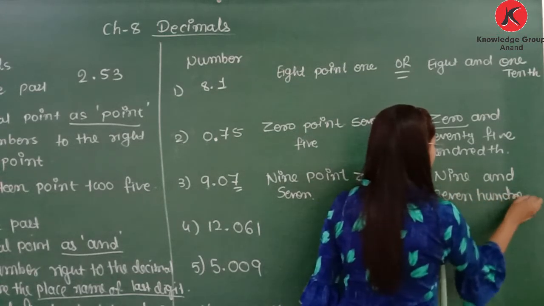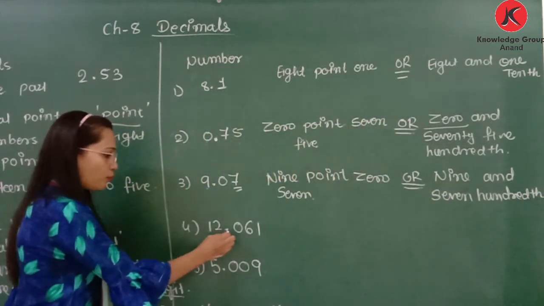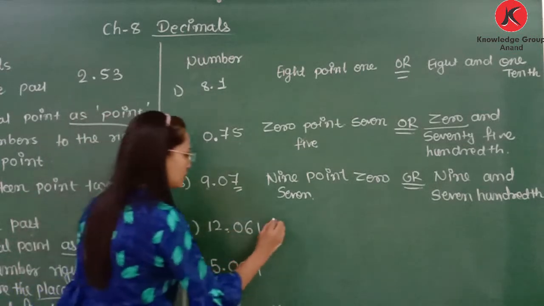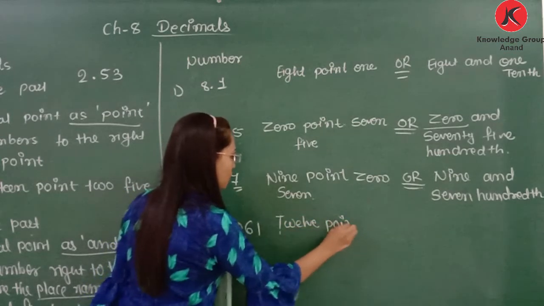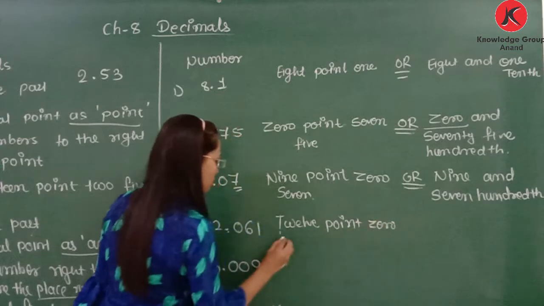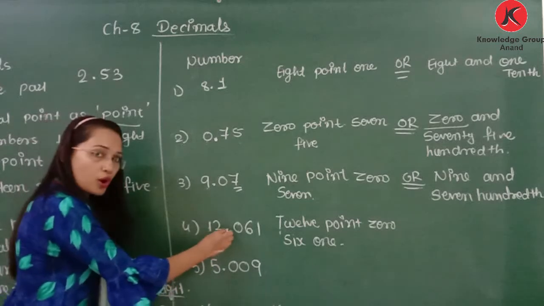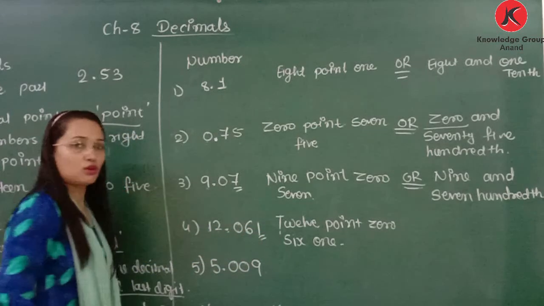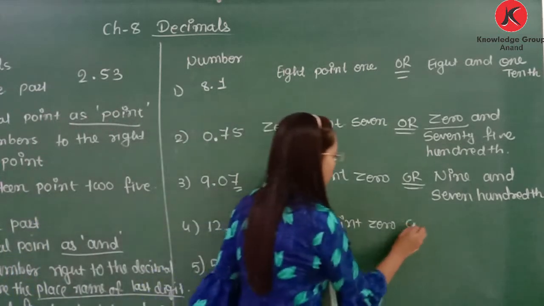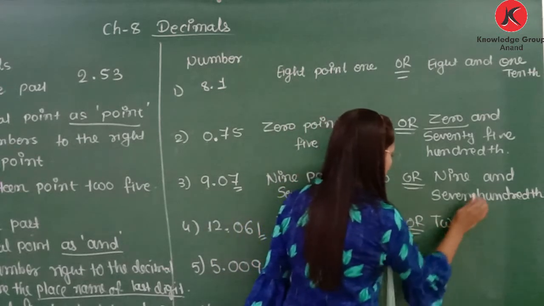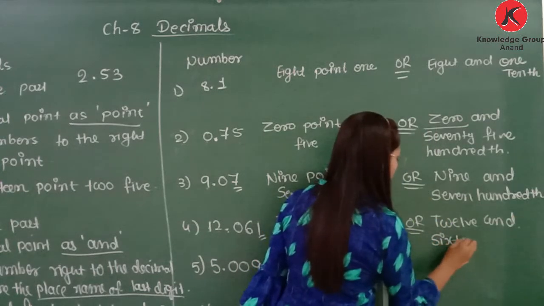Now the next one, 12.061. It is read as 12 point 061, or we can read it as 12 and 61 thousandths. What is the place value of the last digit, 1? It is at the thousandths place, so it is 61 thousandths. So we can read it as 12 and 61 thousandths.